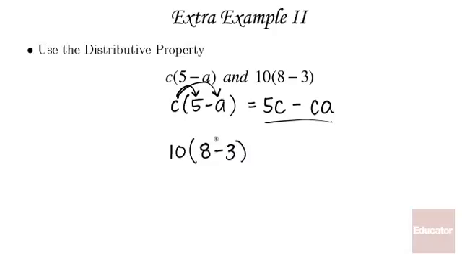Now here I can solve within the parentheses. So I can do 10 times 8 minus 3, which is 5. So 10 times 5 is 50.